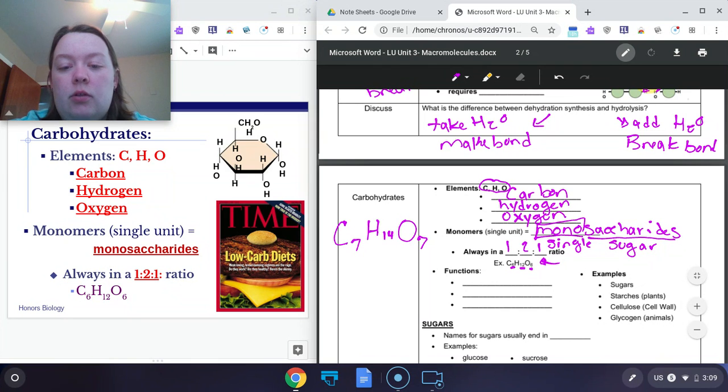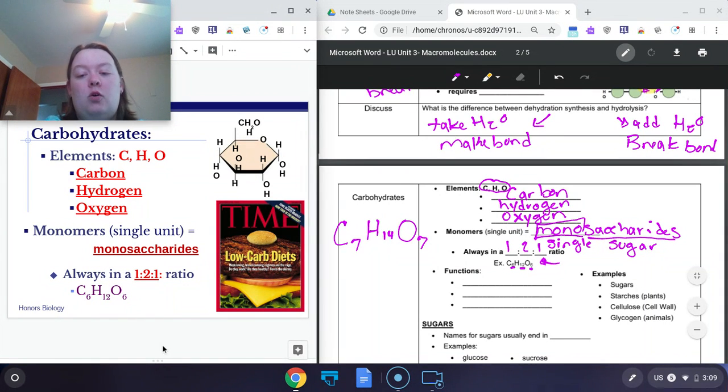Another thing that you could also think about: carbon and oxygen are equal. You add them up, you get hydrogen. So it's just an easy way to remember it. Carbon and oxygen are equal. You add them up and you get your number of hydrogen. It's a 1 to 2 to 1 ratio.